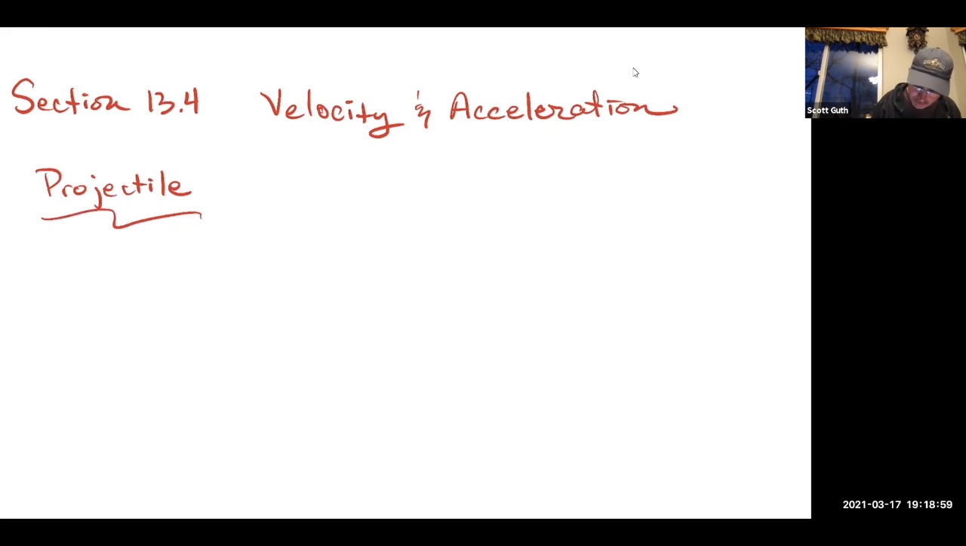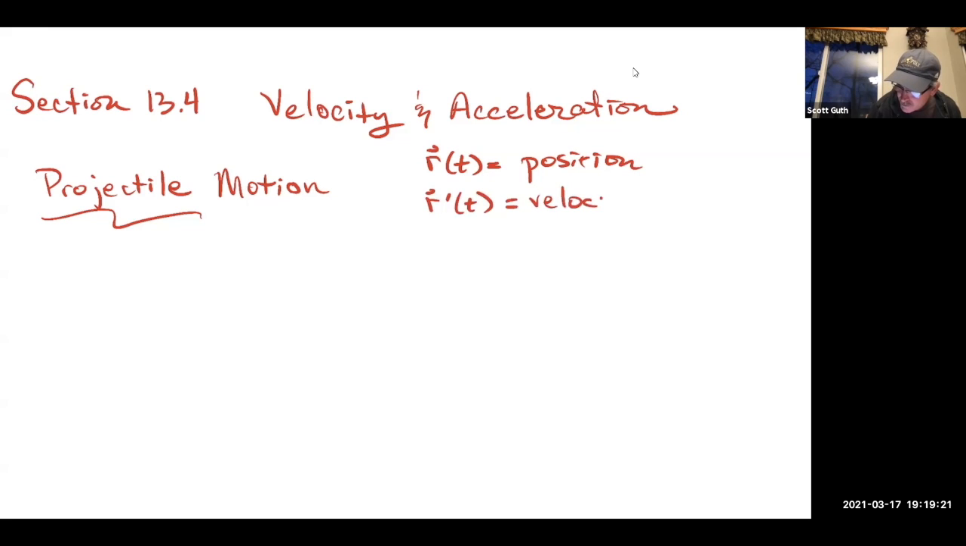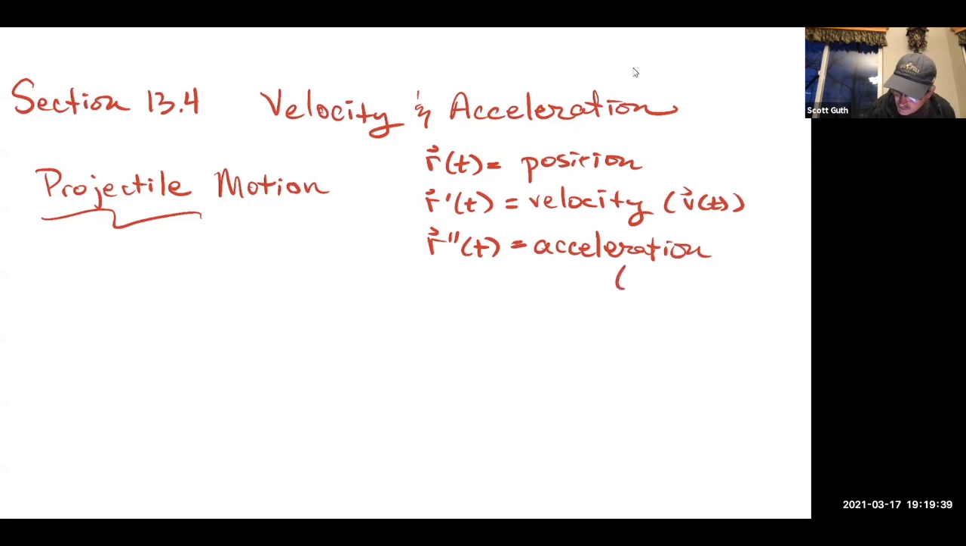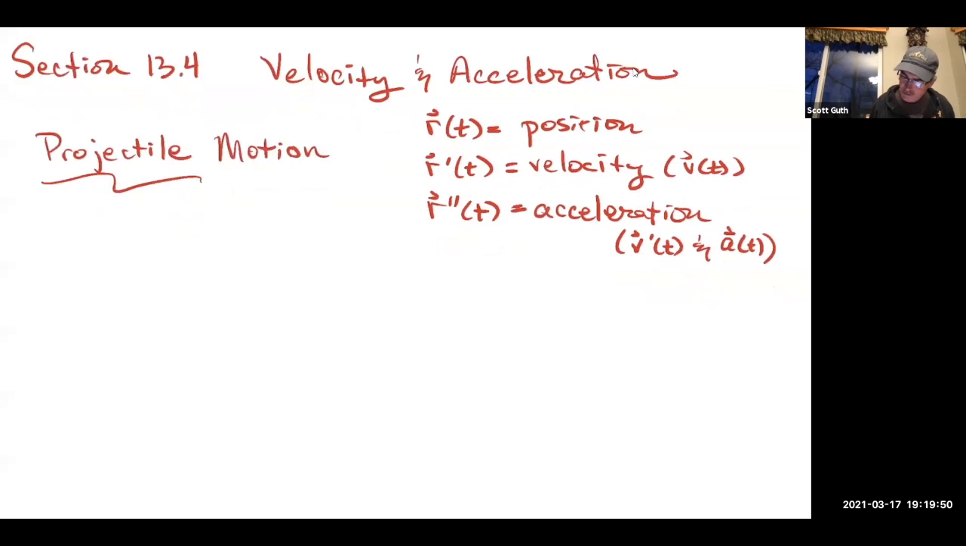So just as a reminder, projectile motion or any motion at all has r of t equal to position, r prime of t equal to velocity, which we'll also refer to as v of t, and r double prime as acceleration, which is obviously v prime of t and a of t.